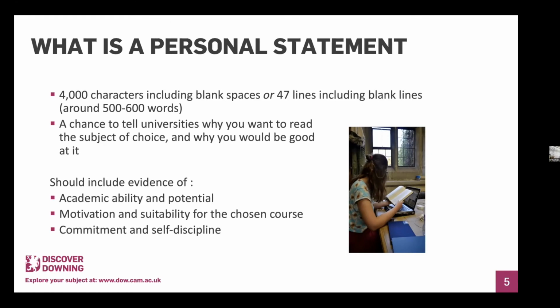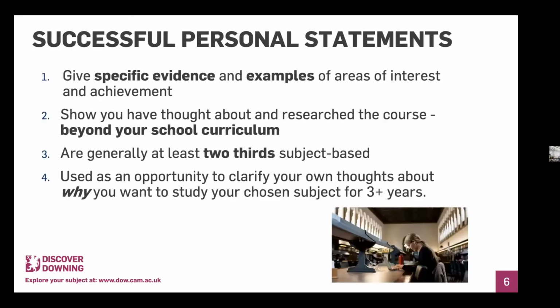And so the sorts of things we're looking for in a personal statement is academic ability and potential. We want to be able to extract that sort of information from the personal statement. We also want to be able to see good evidence of motivation, suitability for the course, and really how committed you are to the discipline that you have, what sort of level of commitment you have. And those sorts of things are really important and what should come across in your personal statement.